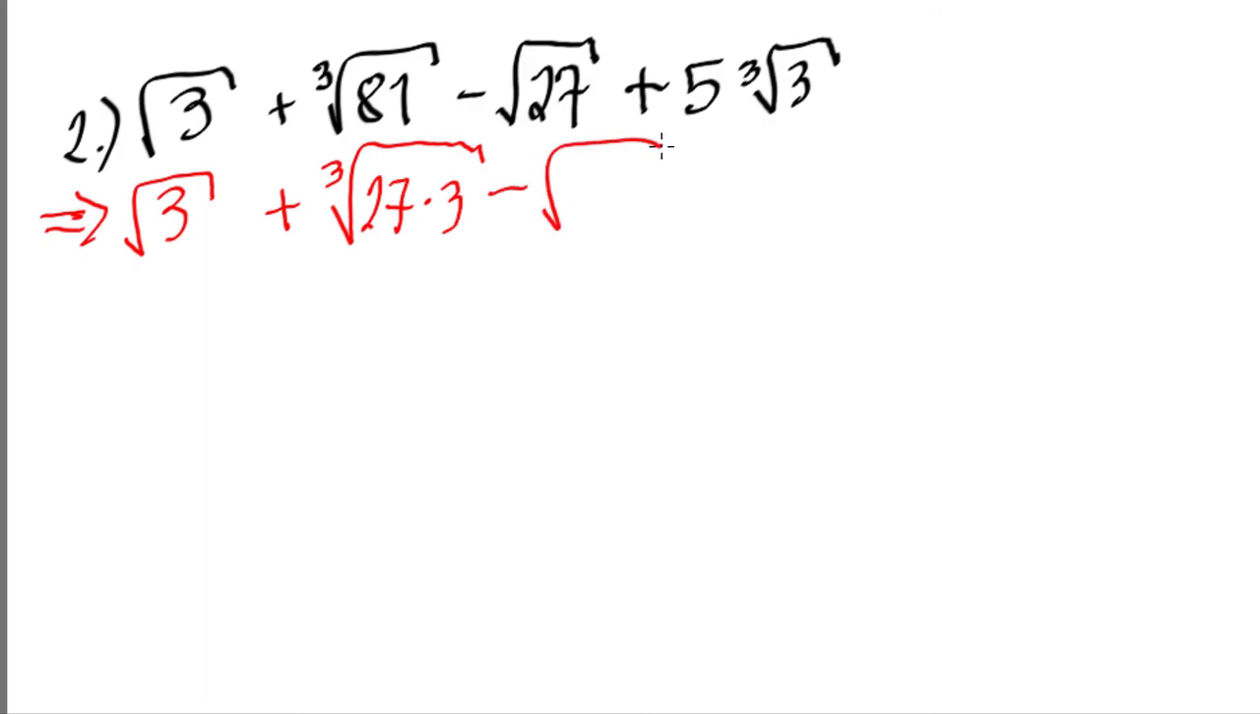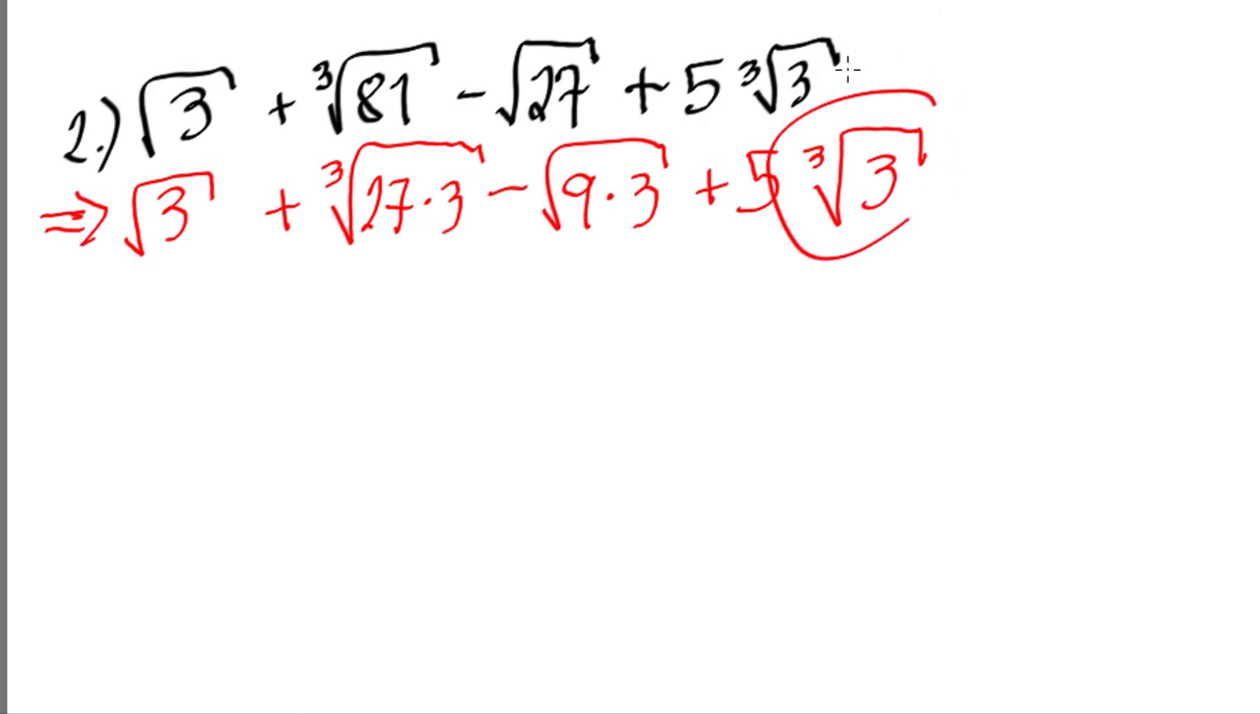Minus the square root of 27. It has a factor which is a perfect square, which is 9. That's 9 times 3 to be exact. Plus 5 cube root of 3, which cannot be further simplified. So let's just write it there like that. Since the cube root of 3 cannot be simplified, maybe we might want to group together the perfect squares and the perfect cubes, shall we?